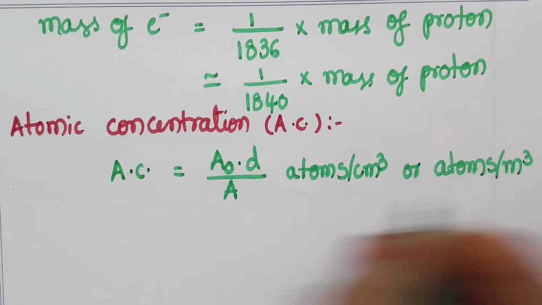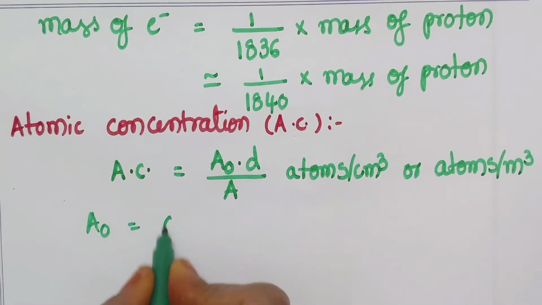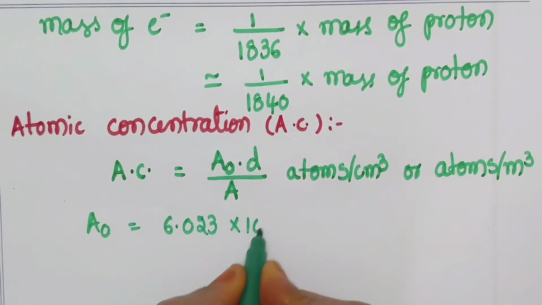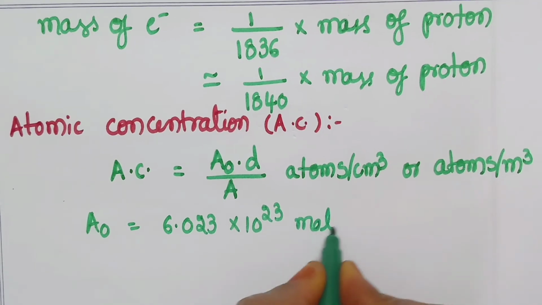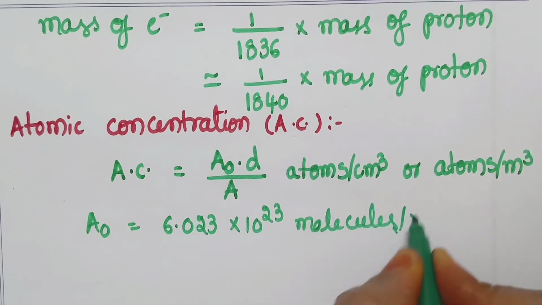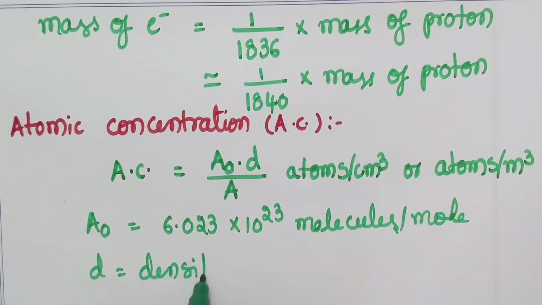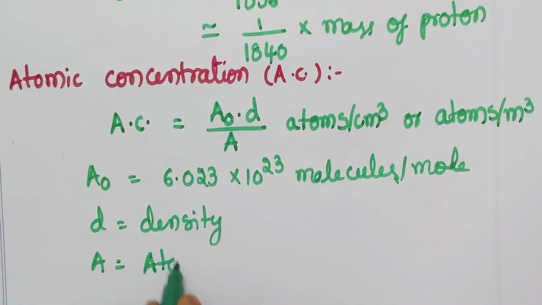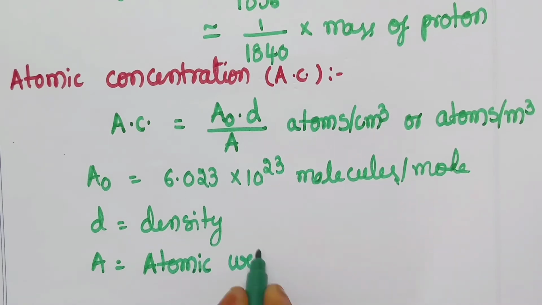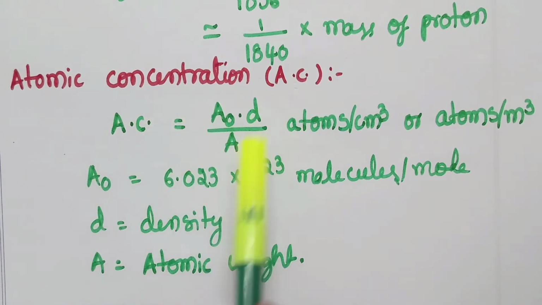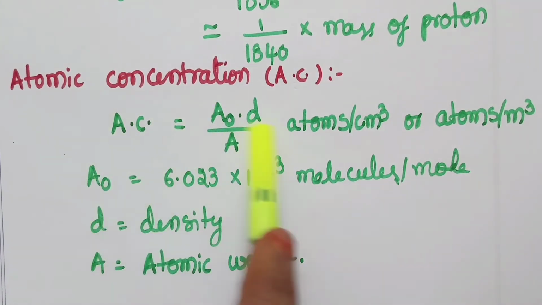Atoms per meter cube, where A naught is a constant that is given by 6.023 into 10 to the power of 23 molecules per mole. D is the density. A is the atomic weight of the atom. So the atomic concentration is given by A naught into D by A. By using this formula, we can calculate the atomic concentration for all kinds of molecules, all kinds of substances.